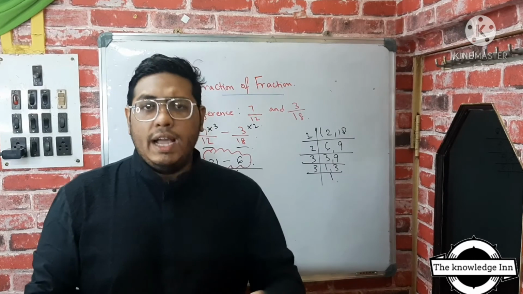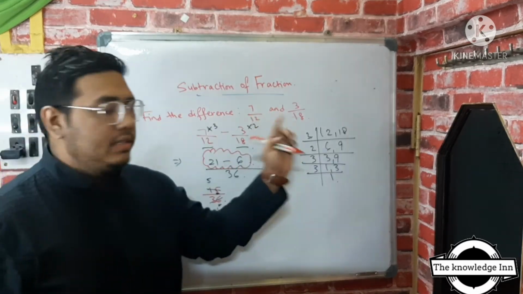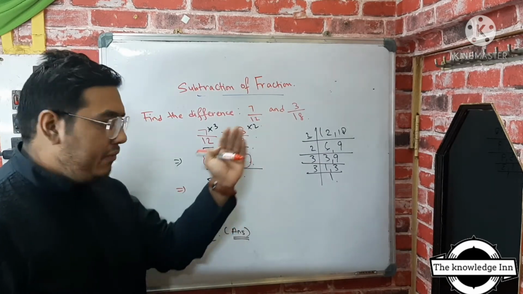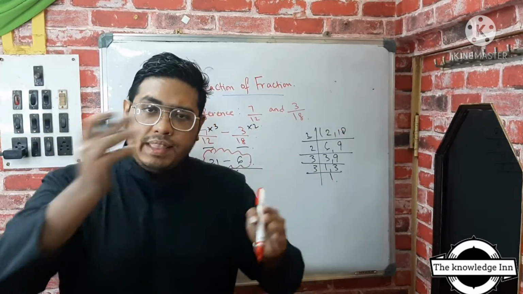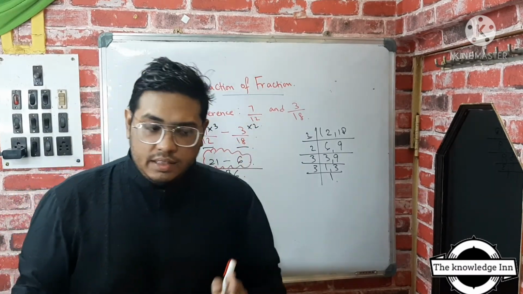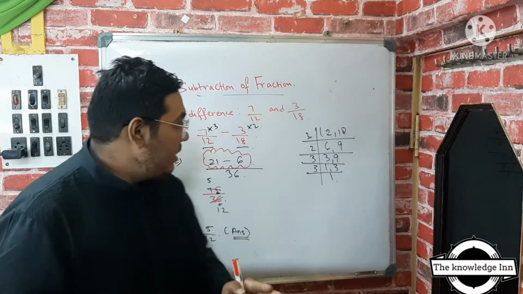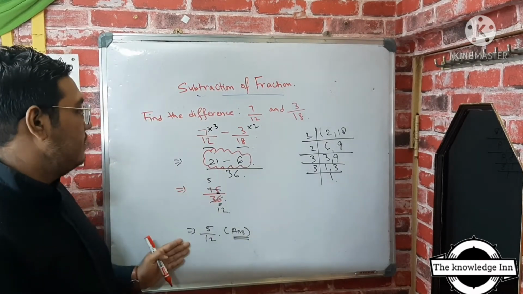Just to revise before I complete my lesson: if you see "find the difference" and "and" is given, just copy as it is. If you see "from", whatever is written after "from", we'll copy that first and then give a subtraction sign and then write the first fraction. This was the only difference and only possible mistake which a child can make while solving this type of sum.